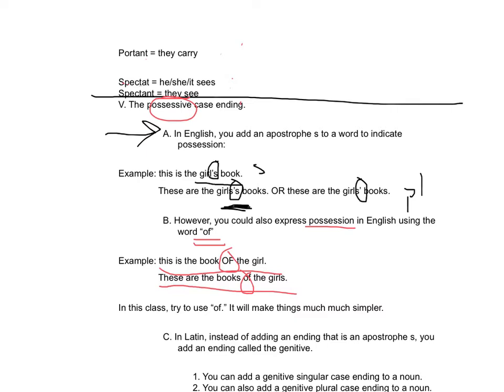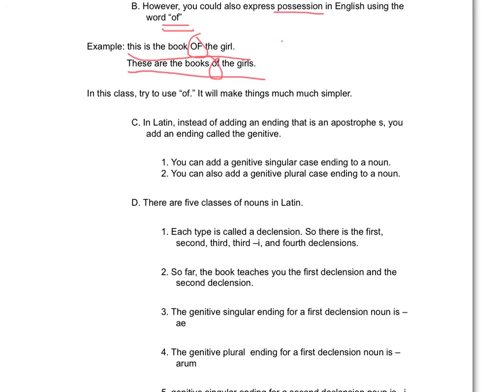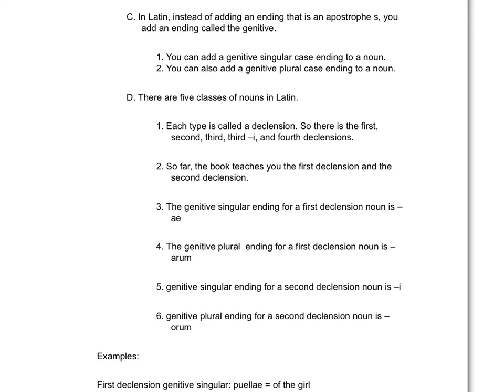When I see apostrophe S, this is what I want you to think. So try to use of. It'll make things much simpler in this class. In Latin, instead of adding an apostrophe S, you add the ending called the genitive. And of course, just like in English, you can add the genitive singular or the genitive plural case ending. In English, it's apostrophe S in either case. In Latin, the singular and the plural case endings are different.